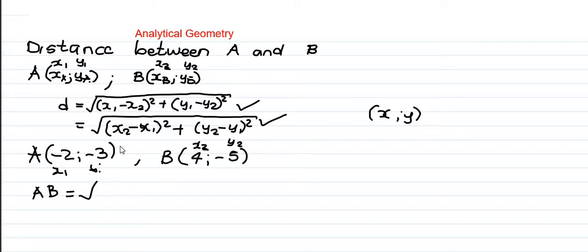So we substitute into the formula x1 minus x2. Our x1 is minus 2, minus, and then our x2 is 4, and then we square everything. Plus, and then y1, our y1, it's minus 3.